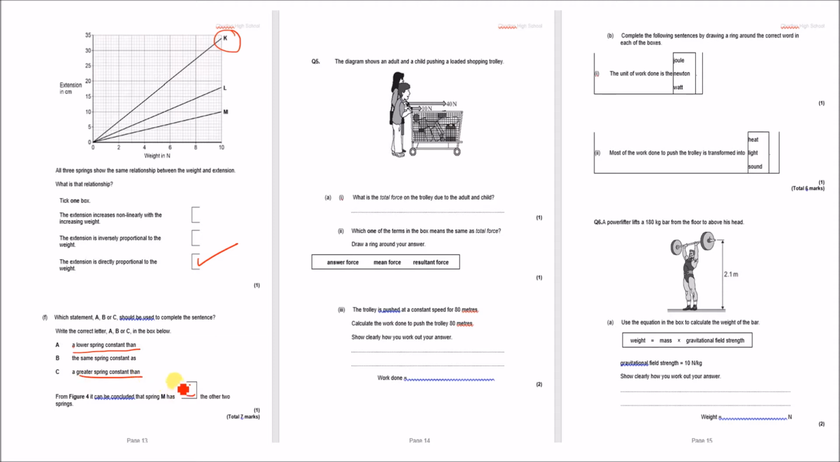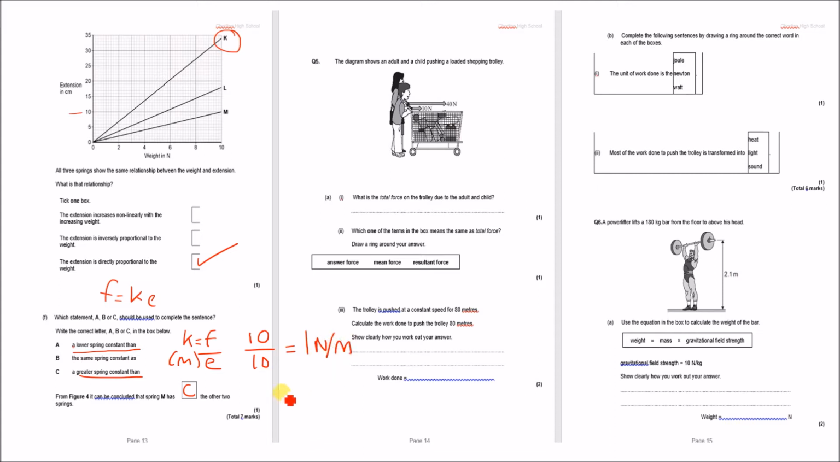And to show you this with a bit of maths, you should by now know that force is equal to k e. So we can work out the spring constant k by doing force divided by the extension. And if we look at M, for example, then we know that the force is 10, and we're going to divide that by the extension, which is 10. So 10 over 10 gives you a spring constant of 1 newton per meter.